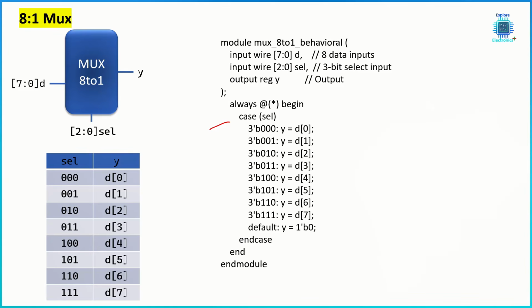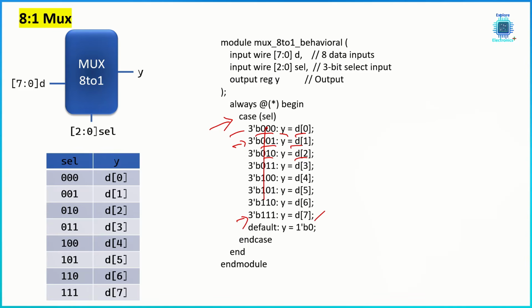Then comes the select cases. Case select. If the select line is 3'b000, meaning 3-bit binary 000, Y will be equal to D of 0. This is the first case. If this case fails, it will go to the second line. It will check when the select line is 001, Y is equal to D of 1. Then it will look for 010, and D of 2 will be assigned to Y. Similarly, however many cases we have, that many lines of code we can write under the case block. The last value will be 111, D of 7 assigned to Y.